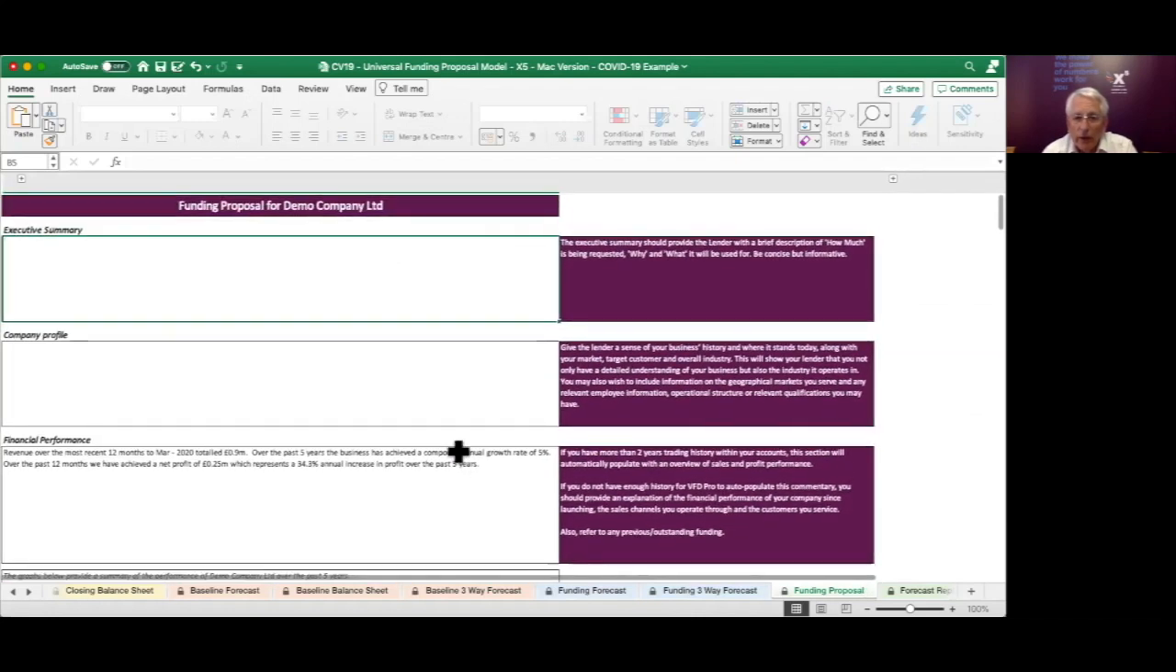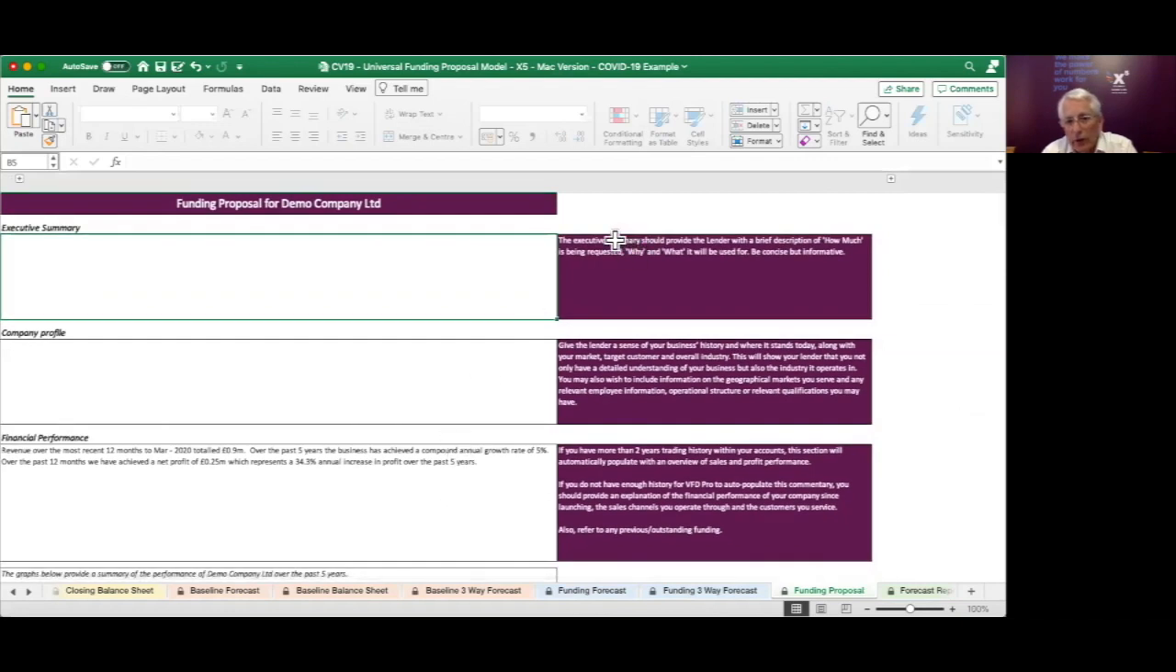Now we've got a template here, with an executive summary with notes here. Now, when you print off this template, this bit here doesn't print. This is just for your information. So you put an executive summary: why you need the money, what's happened, what's caused it. Give them some comfort about why you need it. And again, we can help you on that. Company profile: give some background to the business, what's been good, how it's grown, etc.